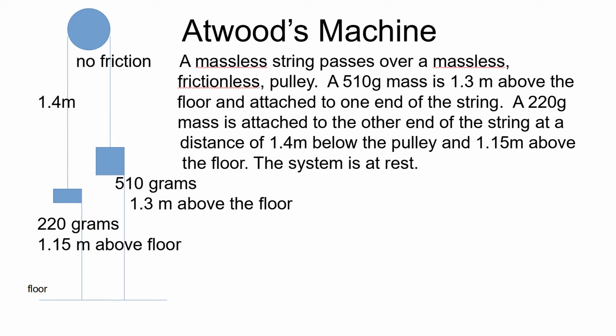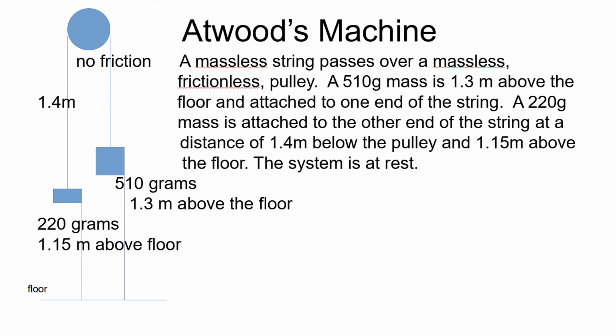This video solves an Atwood's machine problem. In this Atwood's machine, the pulley at the top has a string around it, and the pulley is massless. The pulley has no friction, so it's not going to enter into our calculations. In this particular problem, there's a 510 gram mass on the right side at the end of the string, and 220 grams on the left side at the end of the string.